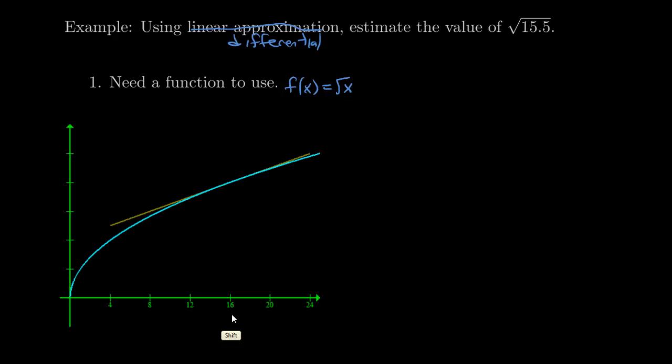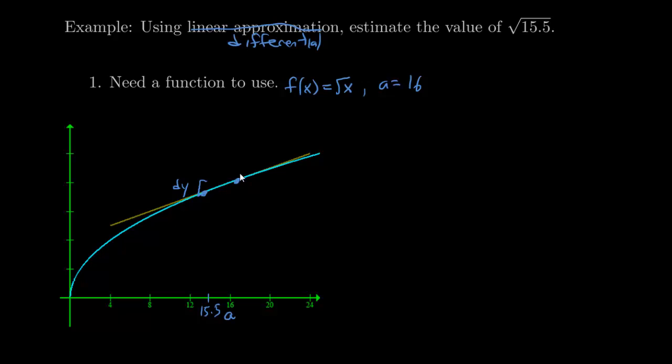Alright, so we're going to again use differentials here to estimate the value of the square root of 15.5. Alright then. We still need a function to use. I'm going to use the square root of x again. 16 is going to be our a. 15.5 is sitting about right here. So that means I have this little change here. That's going to be my dy.